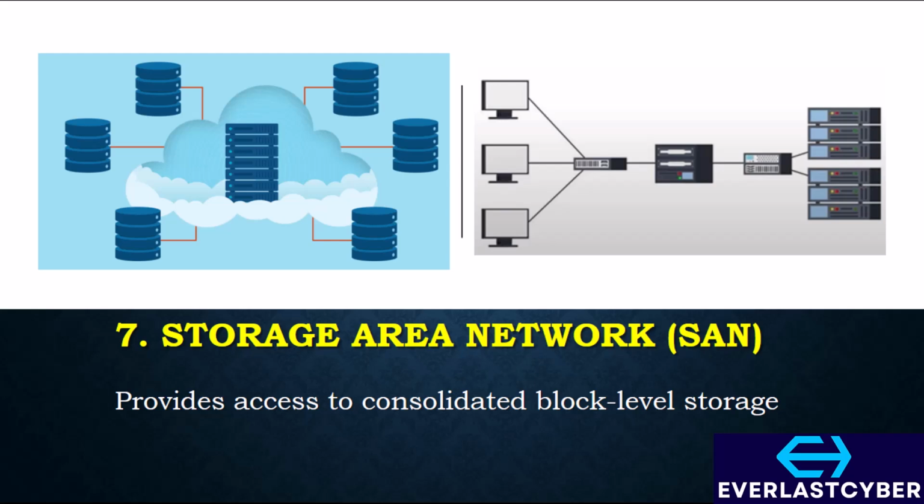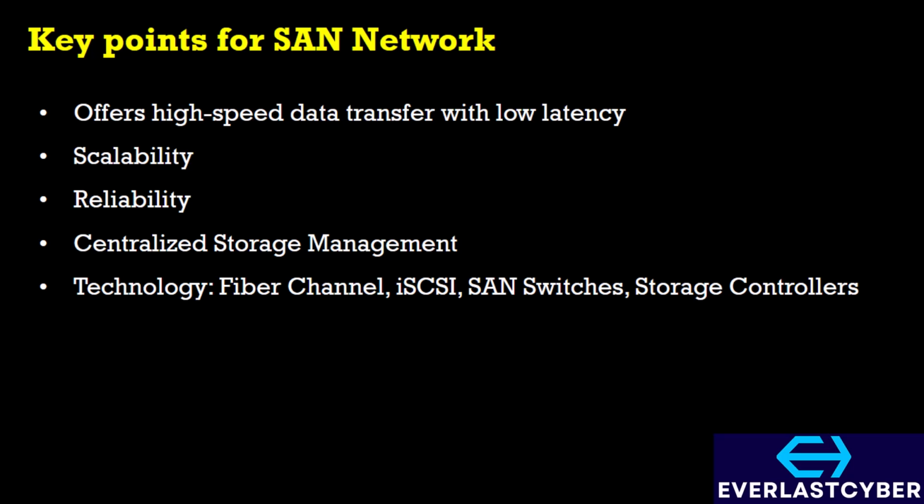The next network type is the Storage Area Network or SAN. The Storage Area Network is a high-speed network that provides access to consolidated block-level storage. And some examples in which they are used are in data centers and enterprise storage solutions. Some key points of the storage area network are that it offers high-speed data transfer with low latency, it is scalable, it is reliable, it offers centralized storage management, and the technology used in this network type is Fibre Channel, iSCSI, SAN switches, and storage controllers.